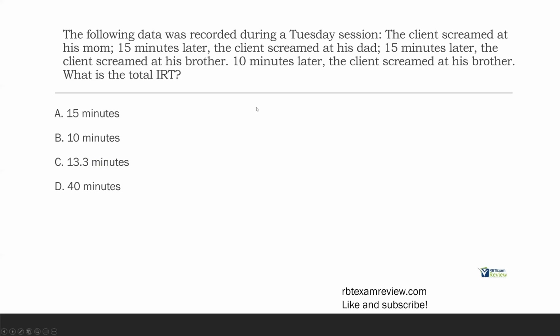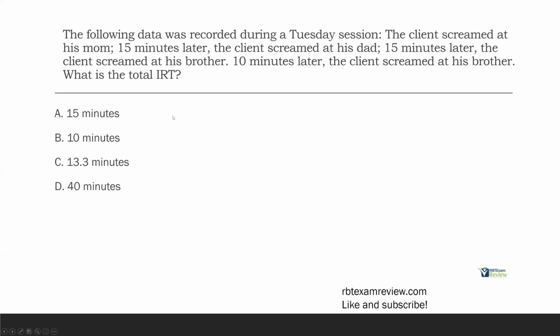The following data was recorded during a Tuesday session. The client screamed at his mom. 15 minutes later, the client screamed at his dad. 15 minutes later, the client screamed at his brother. 10 minutes later, the client screamed at his brother. What is the total IRT? Be careful. What is the question asking?